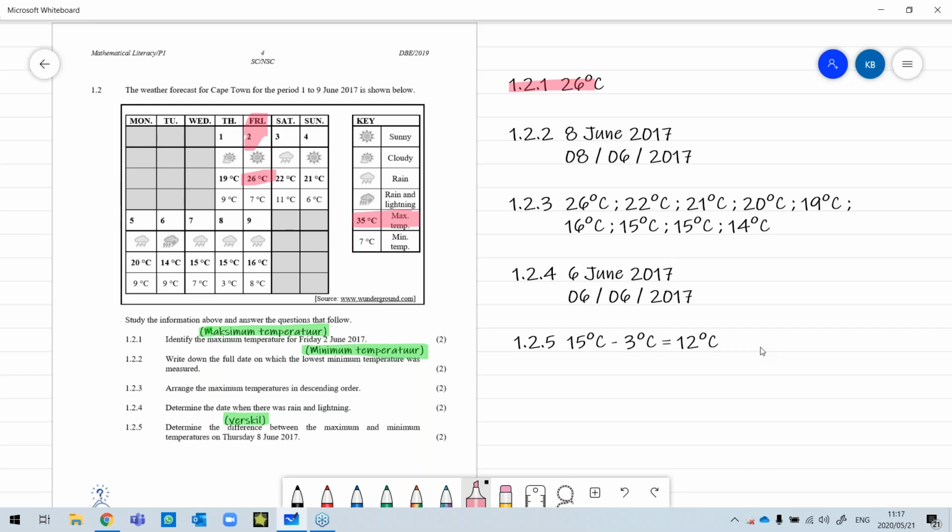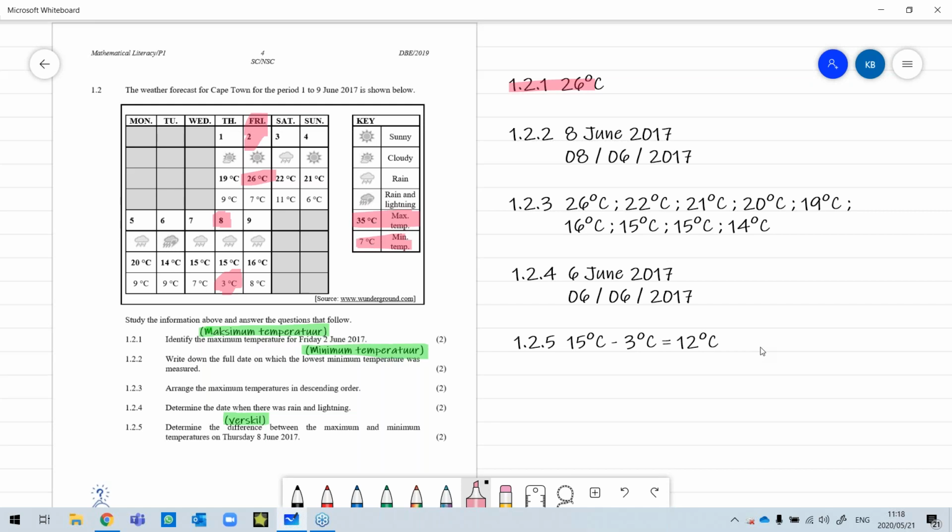Our minimum temperatures, they are not in bold. So if we look, it's 9 degrees on the 1st, then 7, 11, 6 degrees Celsius, 9, 9, 7, 3, and then we're 8. So on the 8th, 3 degrees Celsius will be our lowest minimum temperature. And therefore, your answer is going to be the 8th of June 2017. And you can write it two ways. Both will be marked correct.